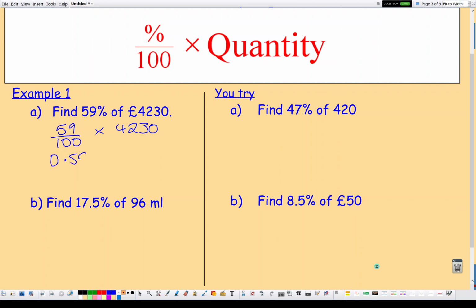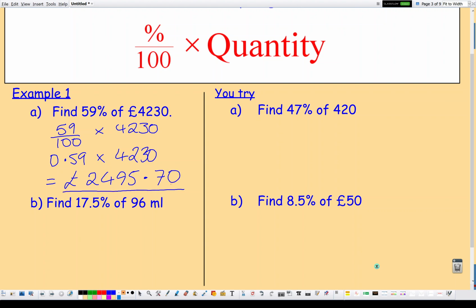When you're doing this, if you're happy to just go straight from 59% to 0.59 multiplied by the quantity, then please do that. That's where we all need to get to by the end of today. So 0.59 times 4,230, and we get the answer 2,495.7. Because we're talking about money, that'll need to be £2,495.70.